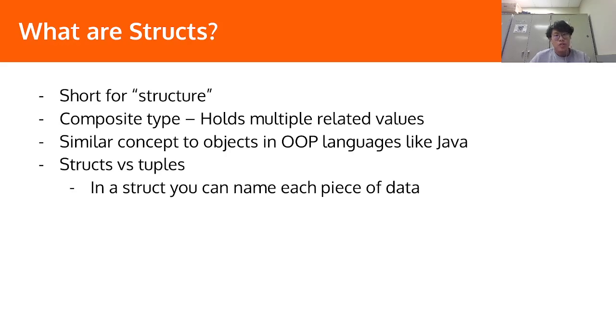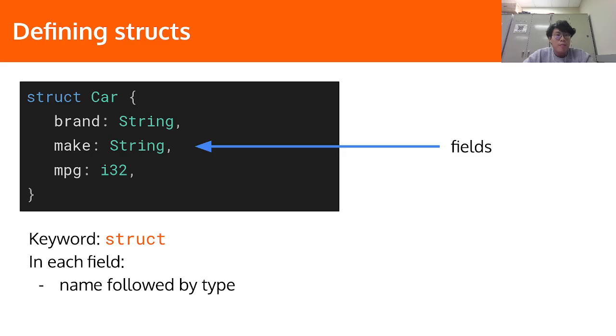Firstly, what are structs? Structs are short for structure, and they're basically a composite type in the sense that it's one type that holds together multiple related values. They are a similar concept to objects in OOP languages like Java. You might think to yourself that we already have tuples, right, which can hold objects of different types. The difference between a struct and a tuple is that in a struct you can name each piece of data, and this is useful when you want to access the data, compared to accessing it by indexing in a tuple. We'll look at some examples.